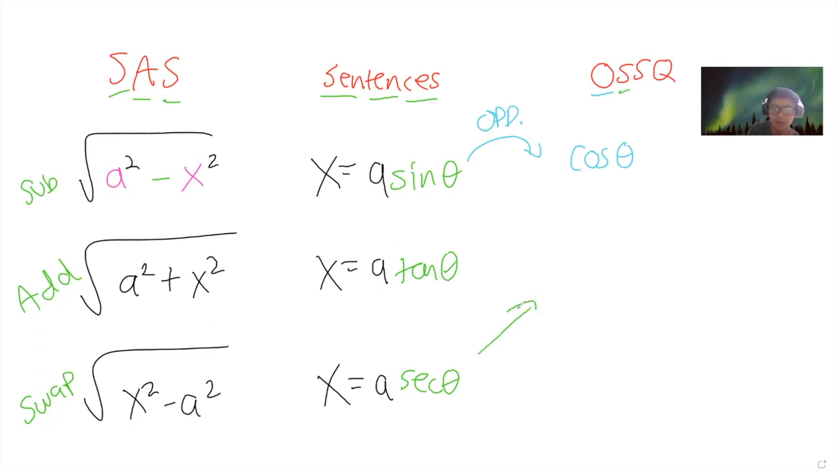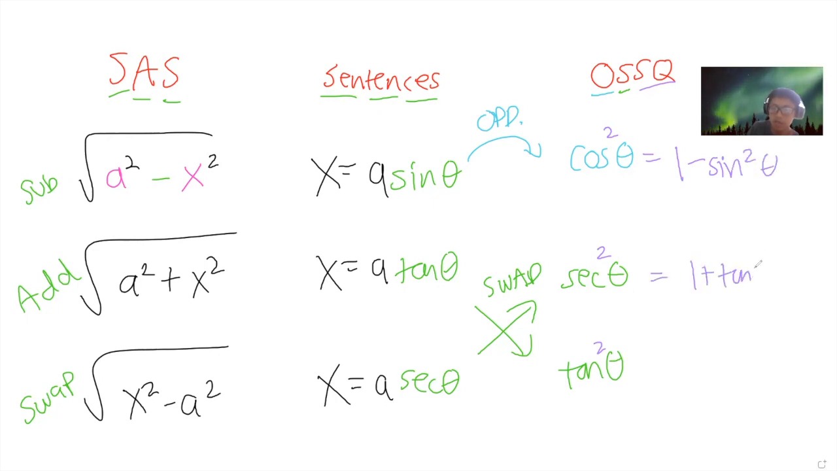S is for swap. So we're going to swap these. You get secant theta and tangent theta. And finally, we're going to square these. Square them. Boom, boom, boom. Well, you have to memorize the identities. So we'll put them down here. You get 1 plus tangent squared theta, and then tangent squared theta is secant squared theta minus 1. And there you go. You have the trig sub table.